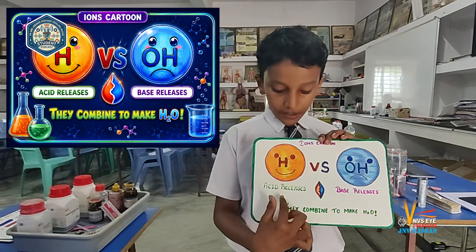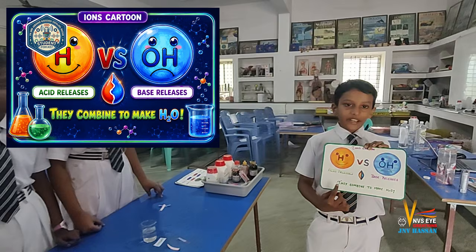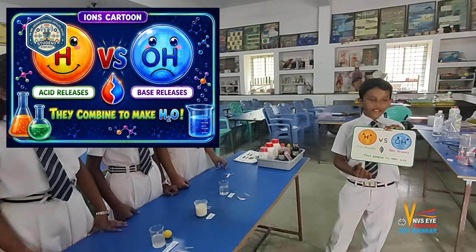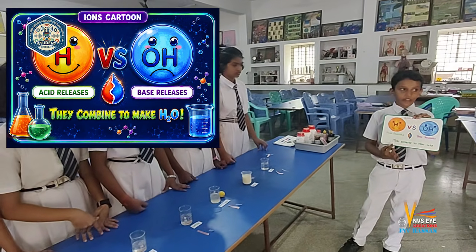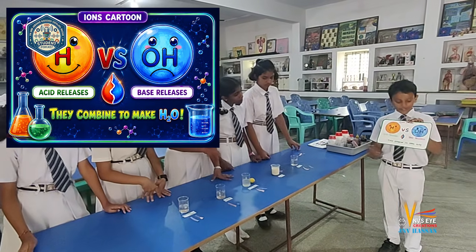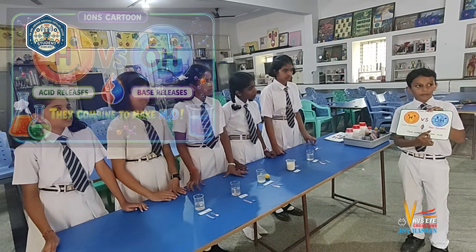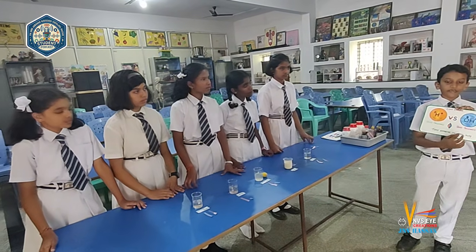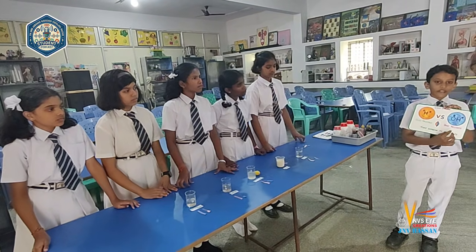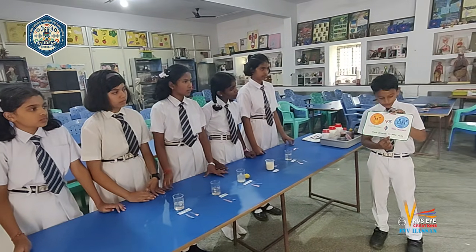The H plus ions cause no change in red litmus paper, it stays red. But the blue litmus paper turns red when the H plus ions react with it. The OH minus ions keep the blue litmus paper the same color, which is blue. But they convert the red litmus paper to blue when dissolved in water.